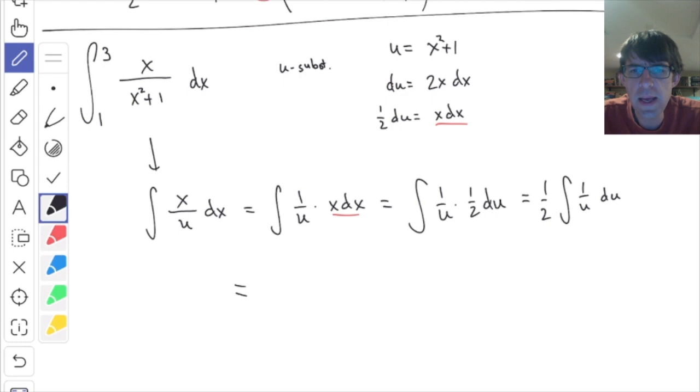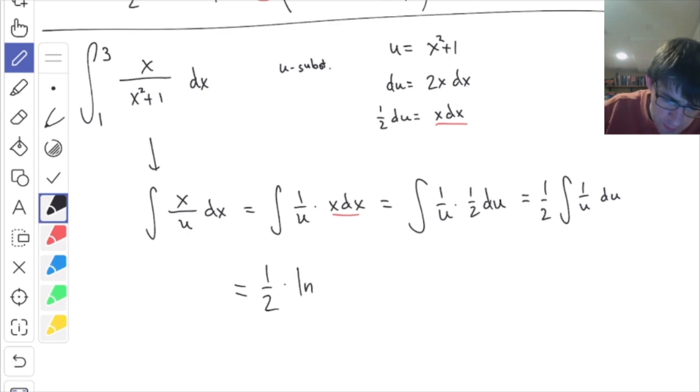What do you say? What's the antiderivative of 1 over u? I get the 1/2. We'll just leave it like it is. The integral of 1 over u is, what do you think? Antiderivative of 1 over u. Is it ln u? It is ln of the absolute value of u.